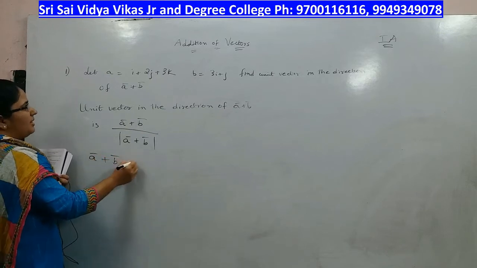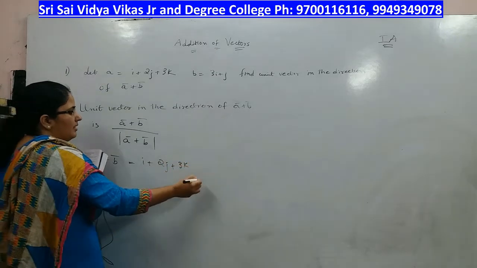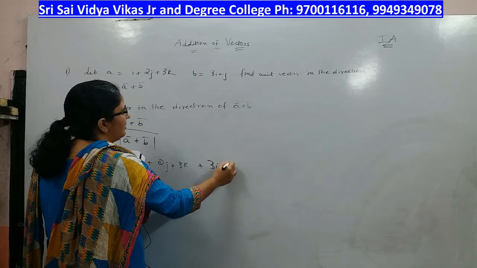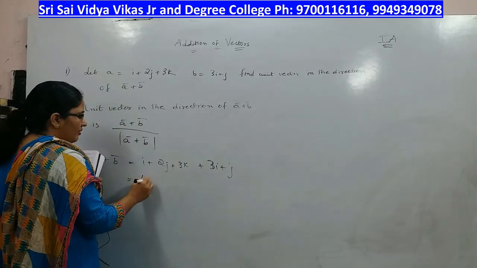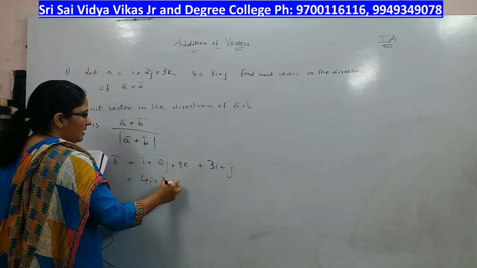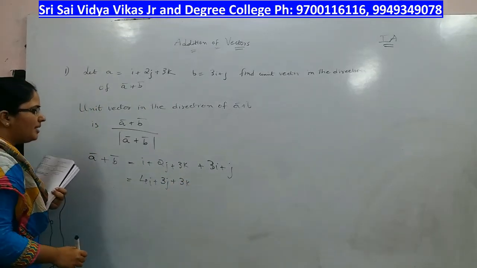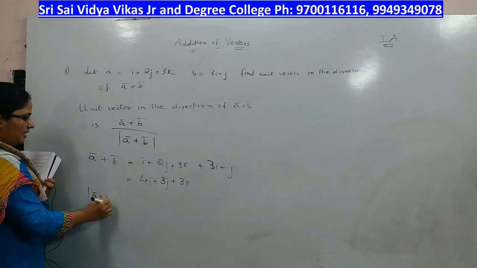A bar plus B bar is equal to i plus 2j plus 3k plus 3i plus j. Now i plus 3i, 4i, 2j plus j, 3j, plus we don't have any k terms, so you will write 3k. This is A bar plus B bar. Now you have to find modulus of A bar plus B bar.